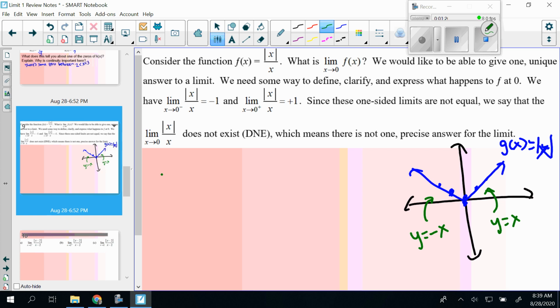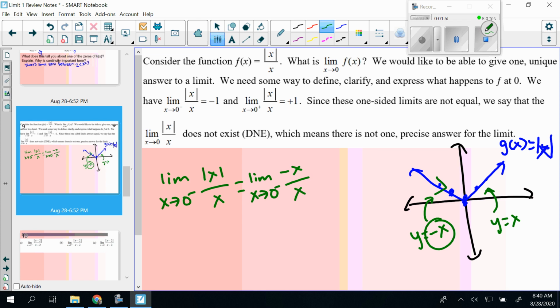Well, the limit as we approach 0 from the left side here, of the absolute value of x over x would be equal to, notice that as you approach from the left, that's this side, that's the function negative x. So this would actually be equal to then negative x over x, which, if we cancel out those x's, because they're the same number, would end up equaling negative 1. So that would equal negative 1 there.